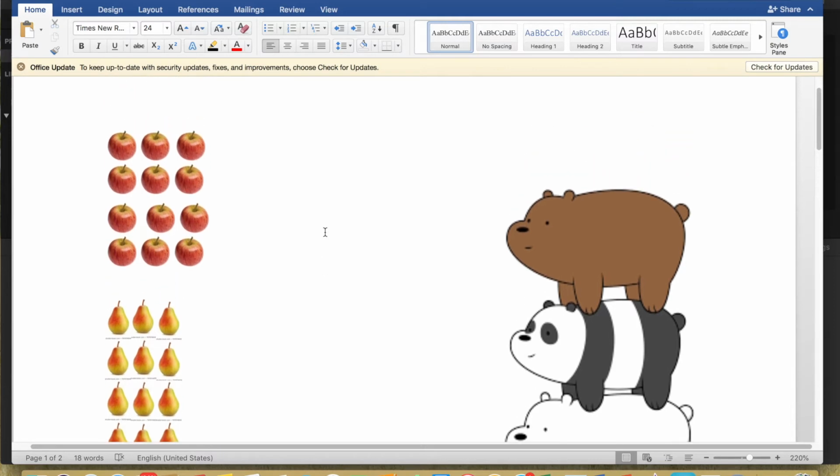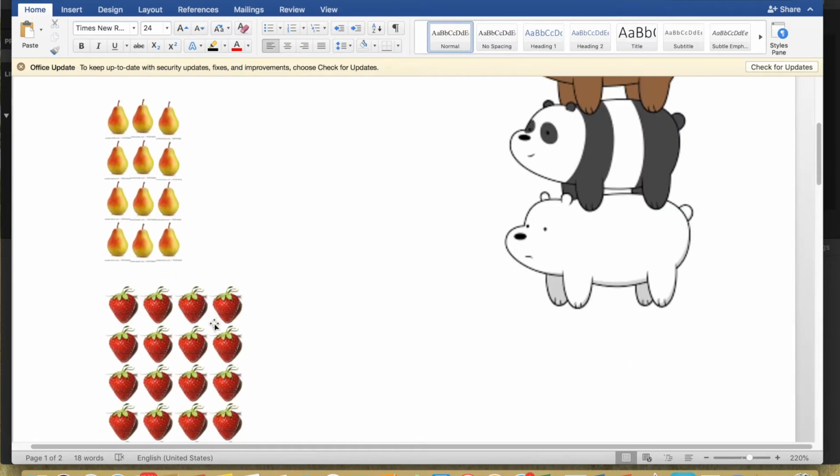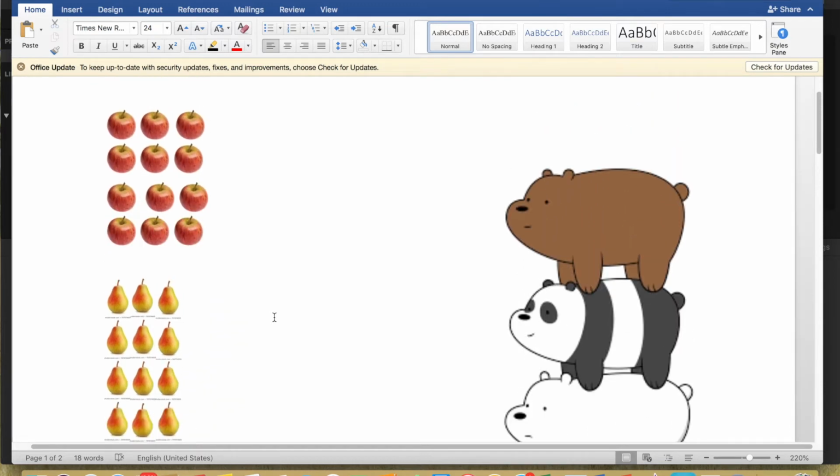Okay, so let's go to the first question. The first question says, which fruit could you equally share among the three bears without cutting any pieces? So which one of these fruits can each of the bears have the exact same amount without me having to give one half or two halves or something like that? So we have our three bears over here.